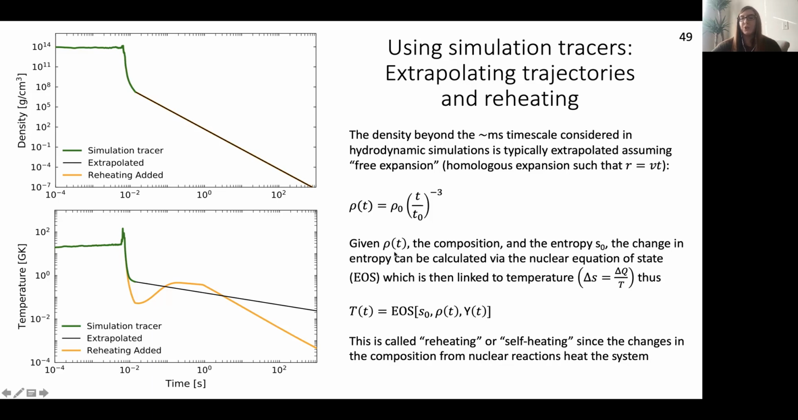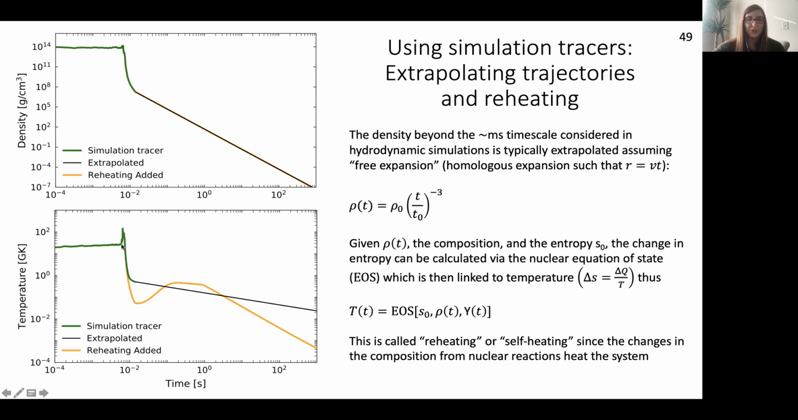So the way that this is treated then is that you're going to take this density evolution that you have determined from free expansion. You're going to take the initial entropy of your system, and then you're going to calculate the change in entropy by taking a particular nuclear equation of state. You're going to assume an equation of state, and your equation of state is what couples your density back to your temperature, okay? And it's also going to be dependent upon your composition here, so you can see that more explicitly here.